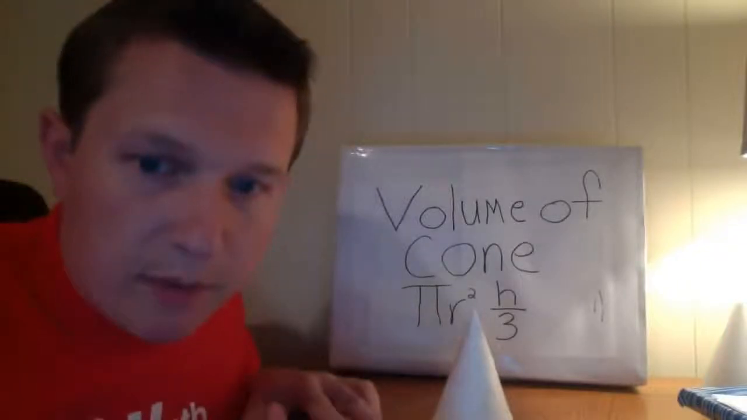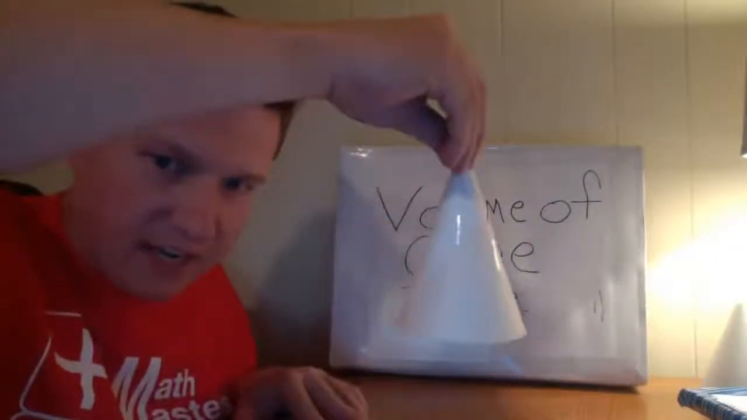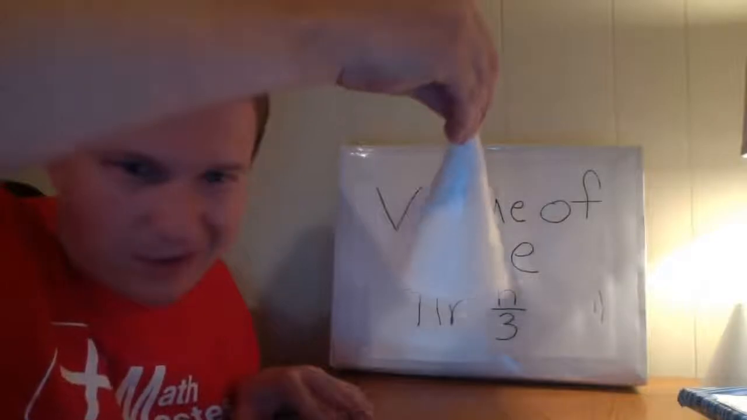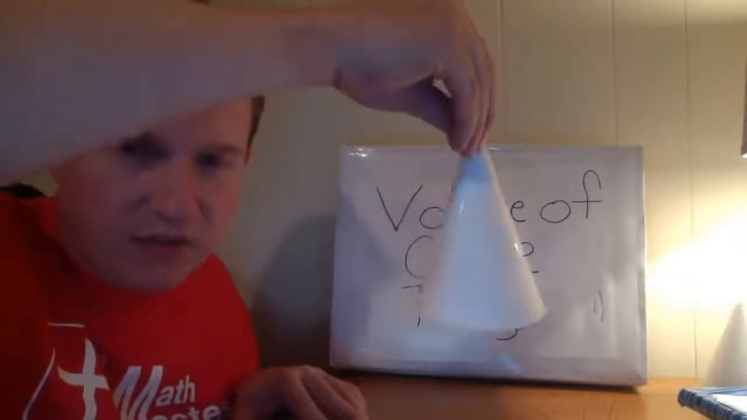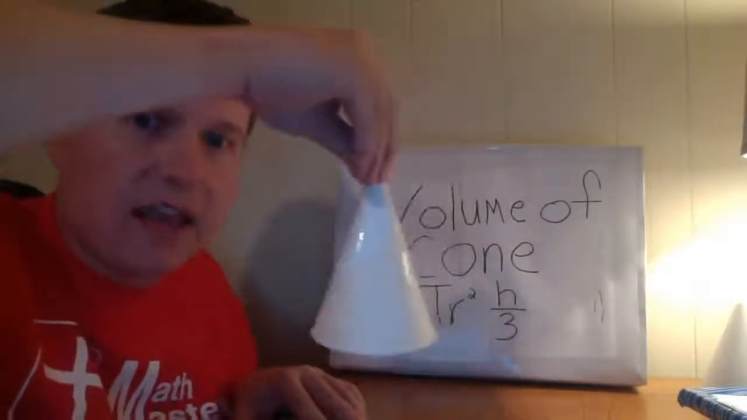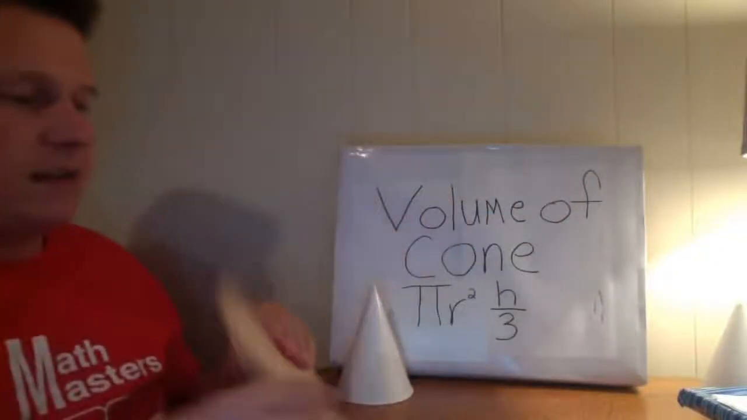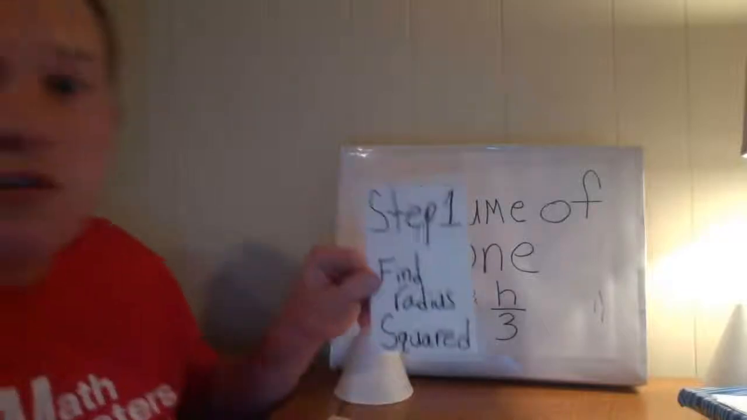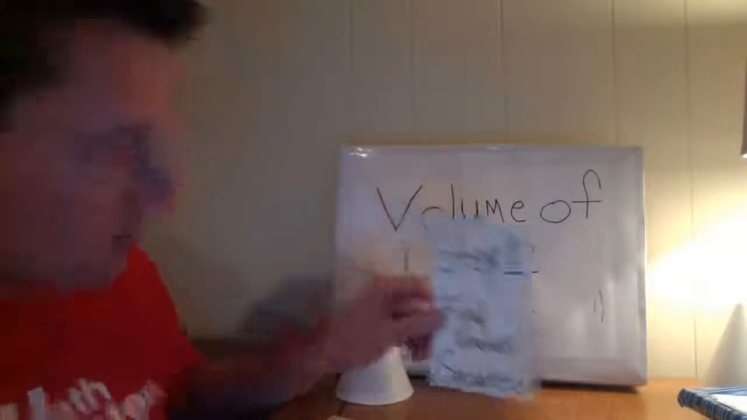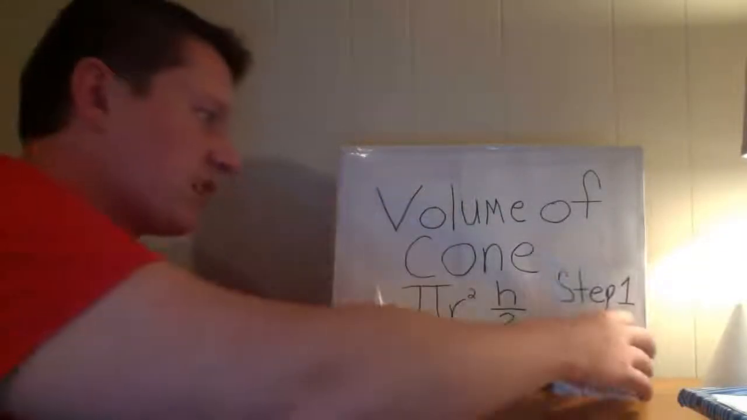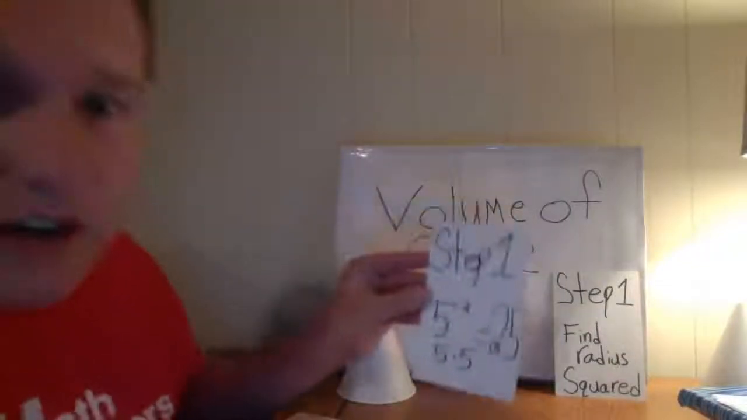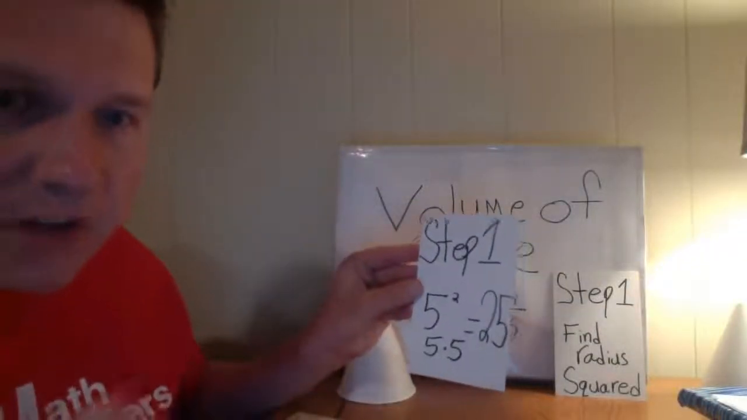Before you do any math, you have to find the diameter and radius. Just the radius, actually. You probably are going to have to use the diameter to find it, though. And then you're going to find the height. And I showed you how to find the height. And then step number 1, you find the radius squared. We did that. The radius was 5. We squared it. 5 times 5 is 25.